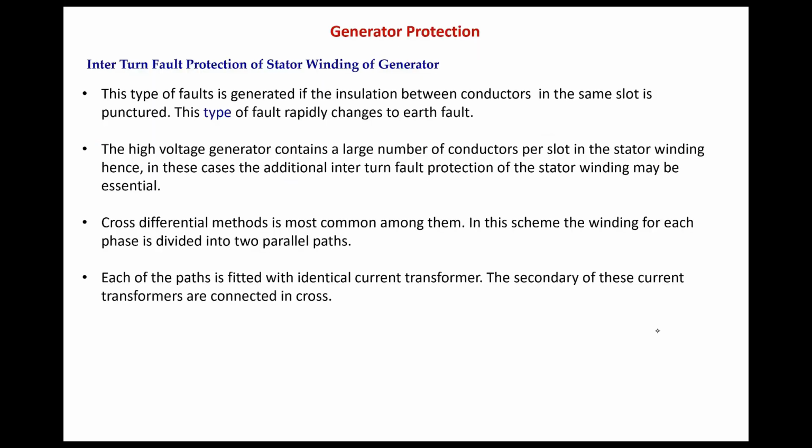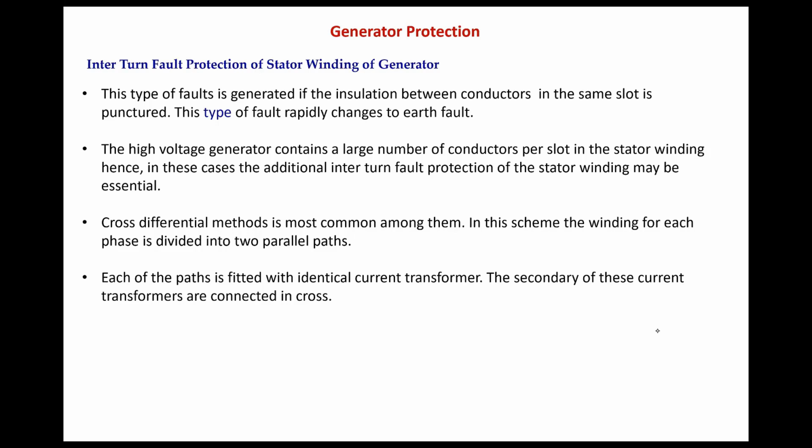So now we'll discuss the generator protection. There are many types of faults that occur inside the generator. The first one is interturn faults. If you see the stator construction, the number of conductors per slot will be very large.